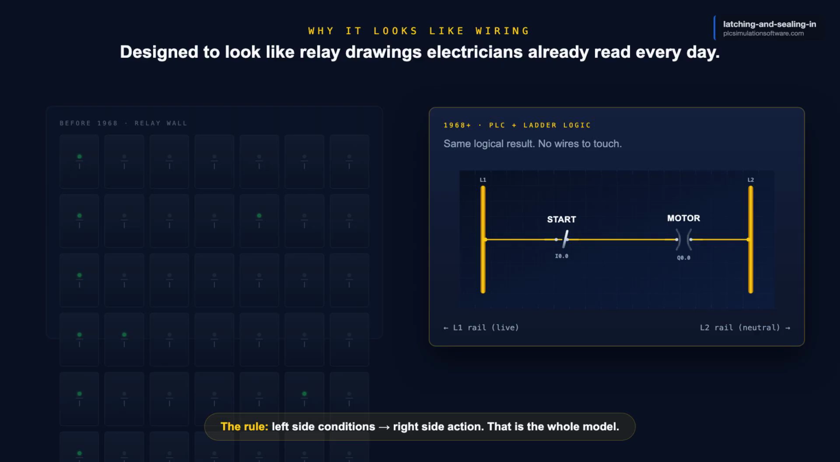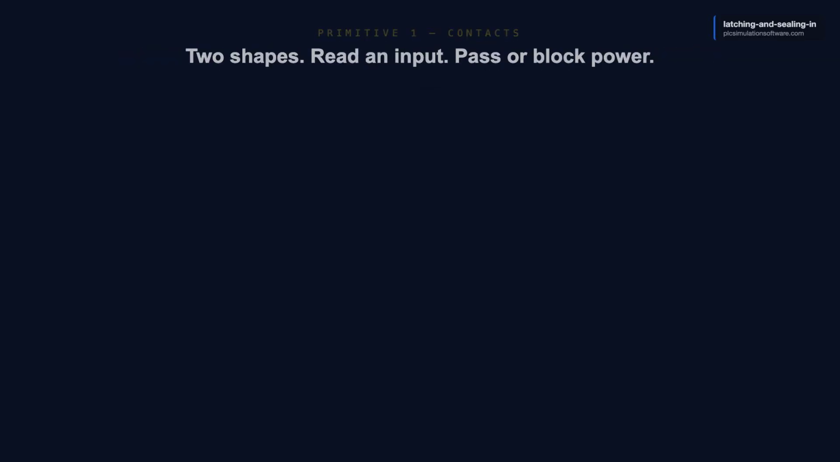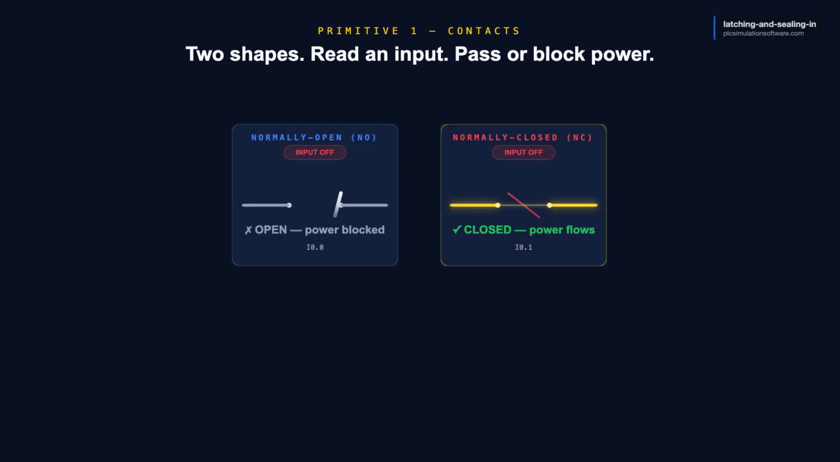The 2 vertical lines on either side of the rung are power rails, like the 2 sides of a wall outlet. Each horizontal rung is one rule. The left side decides whether power flows. The right side decides what happens when it does. That is the whole conceptual model. 60 years later, it is still the dominant industrial language because that design choice still works.